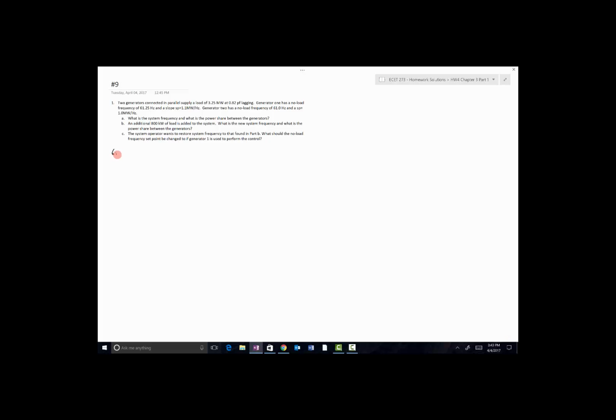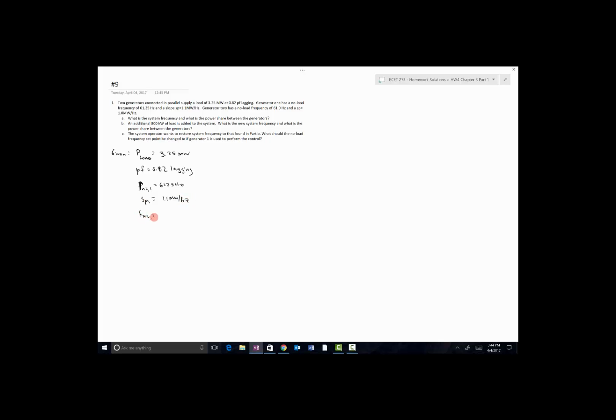So the givens here are that we've got a load power of 3.25 megawatts, a power factor equals 0.82 lagging. We've got a no-load frequency FNL. This is for Gen 1, so I'll put a little subscript there to indicate that. FNL1 is equal to 61.25 Hertz. The frequency droop characteristic is 1.1 megawatt per Hertz.